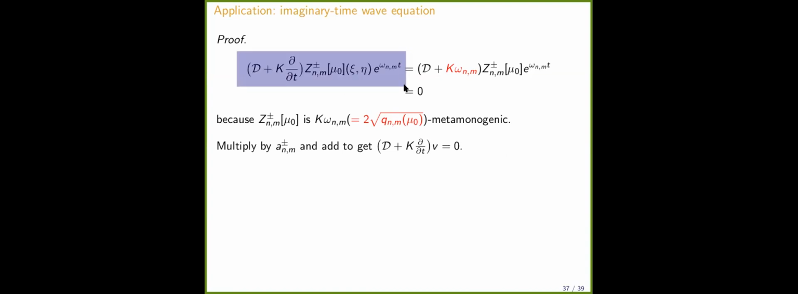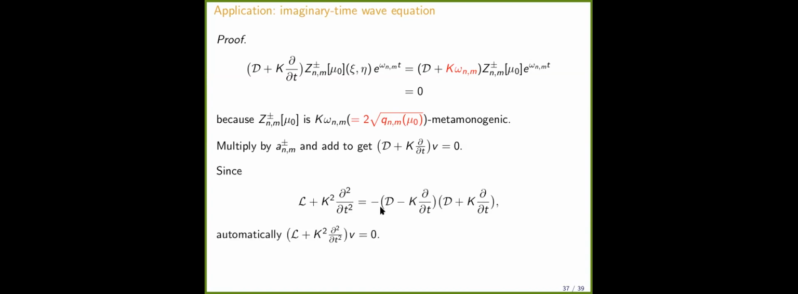Every term we use a different metamonogenicity. We multiply these numbers here by A and M plus minus, and we get V. So D plus K partial with respect to T of V is equal to 0. If we apply D minus K partial with respect to time, we get the operator of the imaginary time wave equation, L plus k squared second derivative with respect to time. So automatically we have that this is a solution of the differential equation.